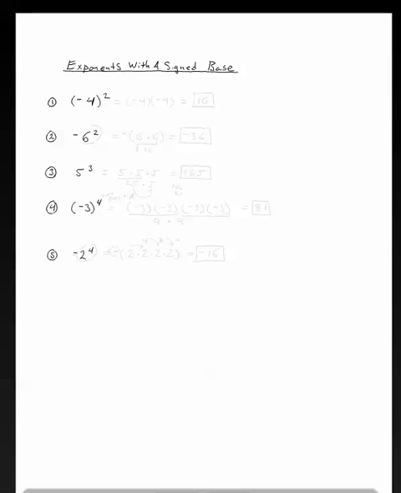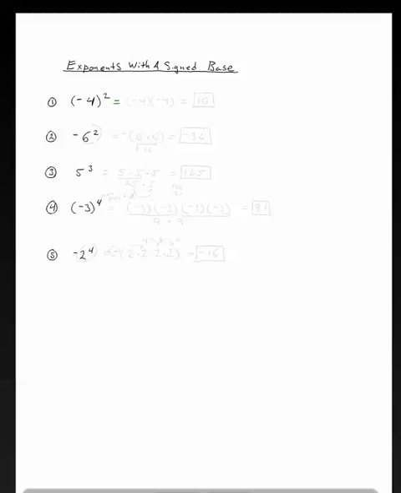Exponents with a signed base. So remember that our parentheses group the negative sign with the number. Okay, if there's no parentheses there, then the exponent only applies to what it's directly touching. So in our first example, we do have our parentheses.